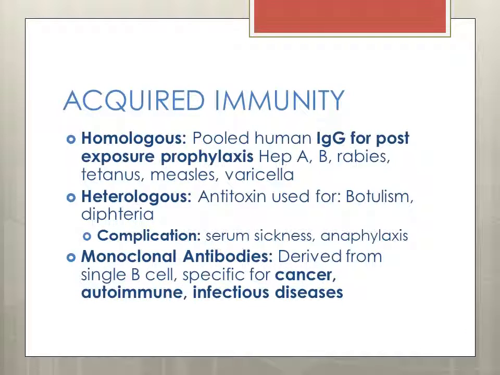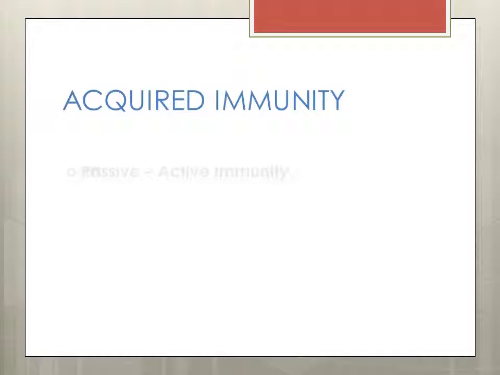And then we have monoclonal antibodies. And you want to put a big star next to monoclonal antibodies because these are derived from a single B cell, and highlight this: they are specific for cancer. And when speaking of cancer, they're specifically for multiple myeloma, which is a type of blood cancer. But monoclonal antibodies are almost always associated with multiple myeloma, so you definitely want to keep that connection. And of course, they're also associated with autoimmune and infectious disease.